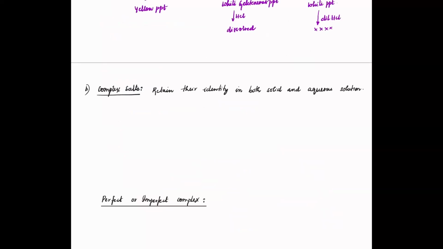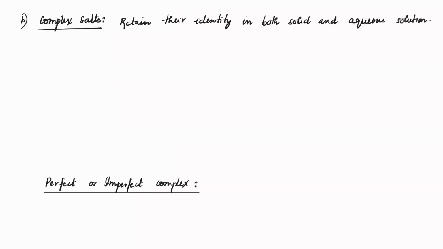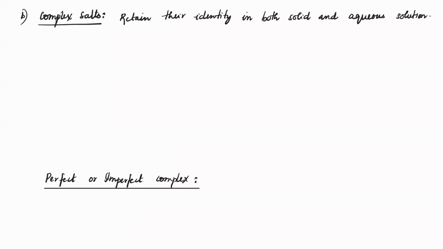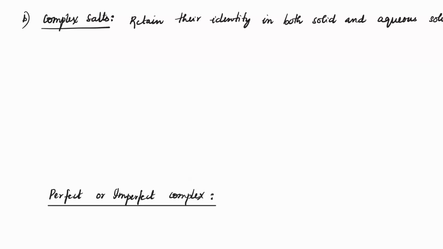Right. Now let's understand what complex salts are. These are the ones which will retain their identity both in solid state as well as aqueous state. Okay, they will retain their identity in both aqueous state as well as solid state. For example, FeCl3 is a simple salt.